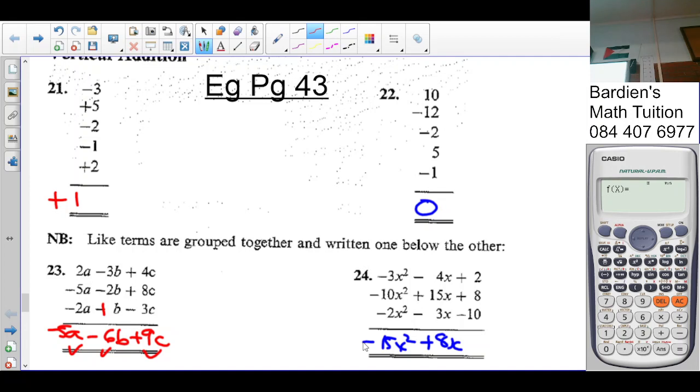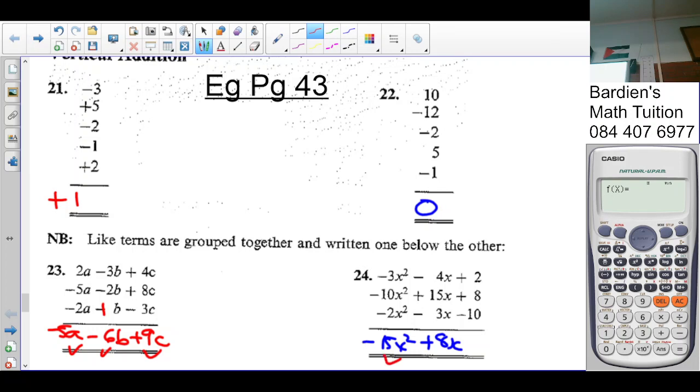Can you see here the sign is negative? So when you go here, negative 3x squared minus 10x squared is what? Negative 13x squared. Negative 13x squared minus 2x squared is negative 15x squared. You understand? Let's go here.